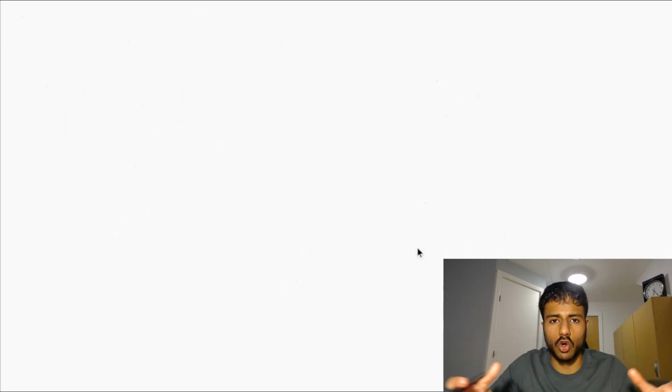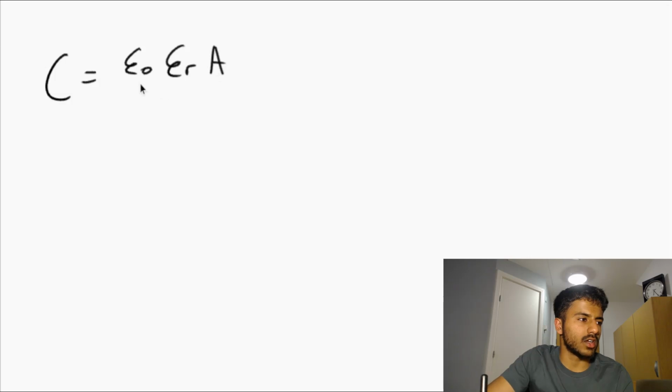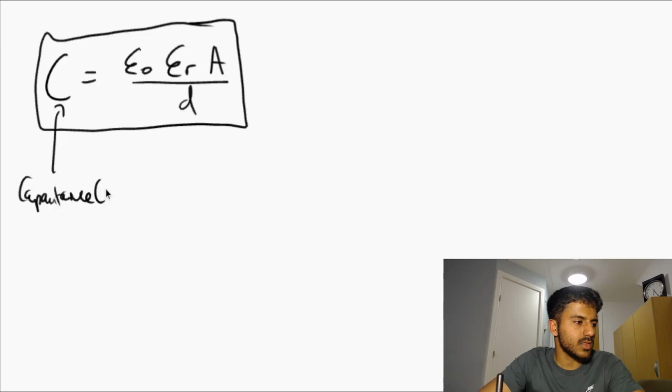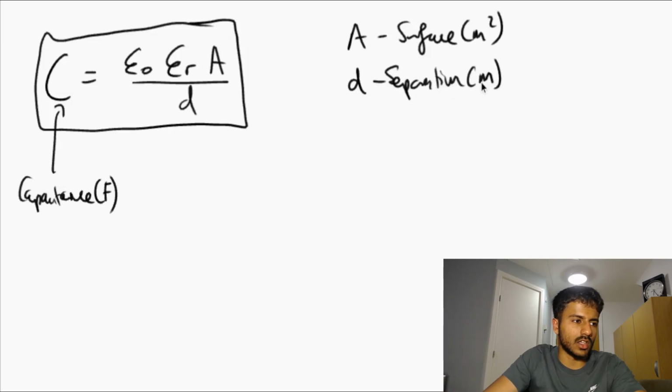So the capacitance of a capacitor that you build is therefore given by the equation C is equal to epsilon naught epsilon r A over D. Now this may look confusing, but C, as you know, is your capacitance, and that's given in farads. We already looked at the surface area A, which is in meters squared, and how the separation D between the plates affects the capacitance, and this is given in meters.